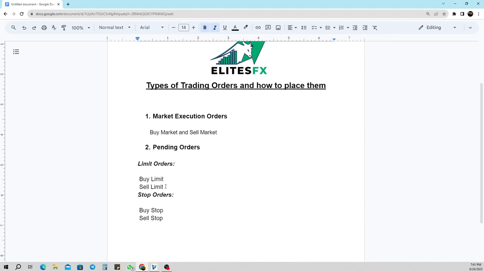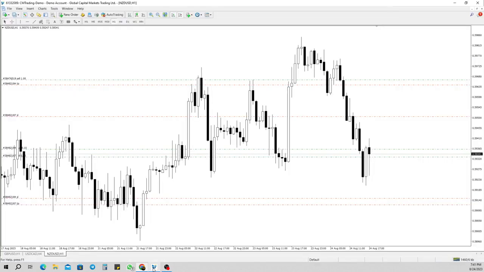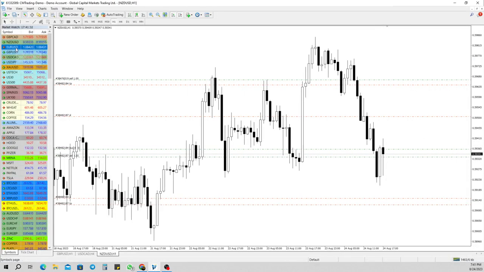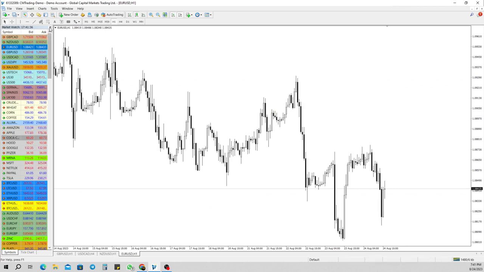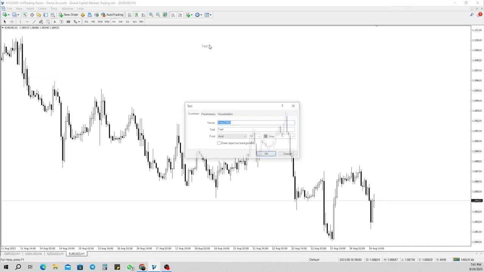So now let's first of all talk about limit orders. Let me just open up a clean chart here. For example, this is a clean chart. And now we are talking about limit orders, right? So let me just write it here as well. So we are talking about limit orders.